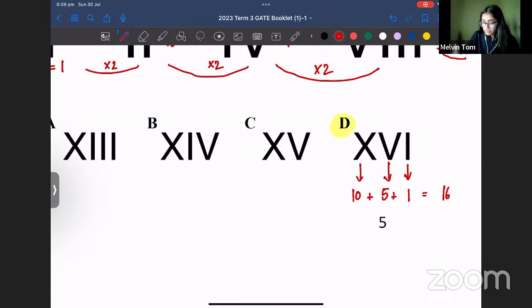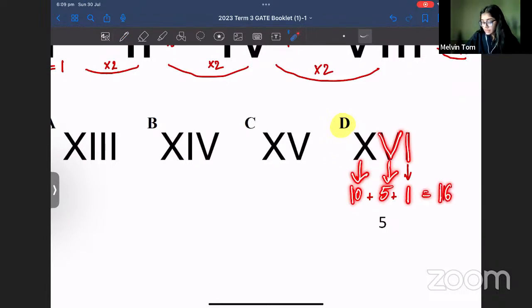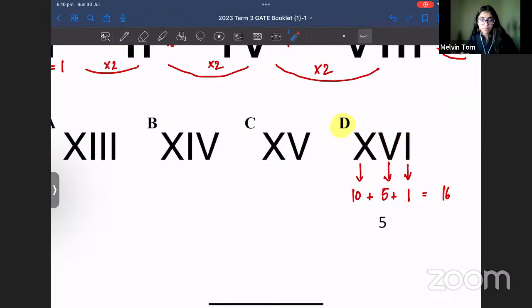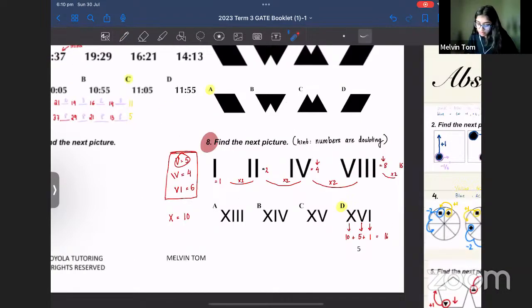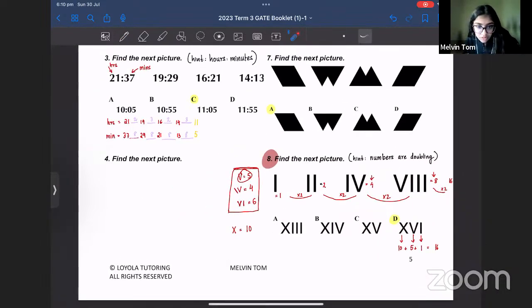Now let's look at that. We have X, which is given as 10. V is 5. And I is 1, which gives you 16. Make sense? Okay? Good. Now, question 23.